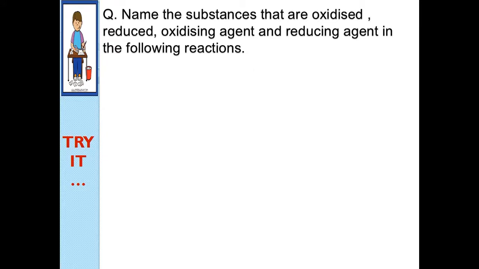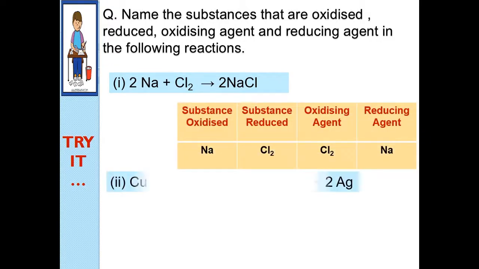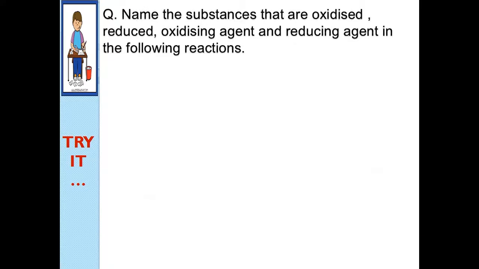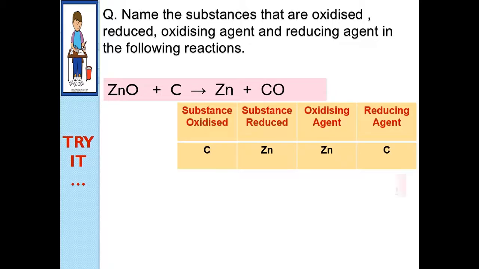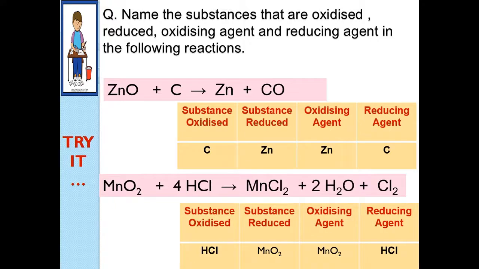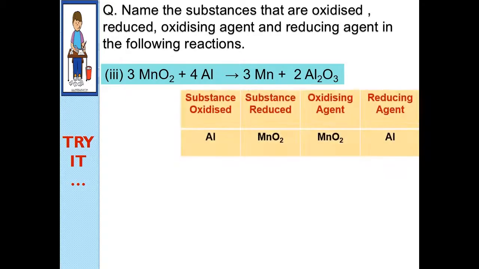Now try some more questions. Name the substances that are oxidized, reduced, oxidizing agent and reducing agent in the following reactions. Correct answer. Next case. Correct answer. Next case. Answer. Next equation. Answer. Next case. Answer.